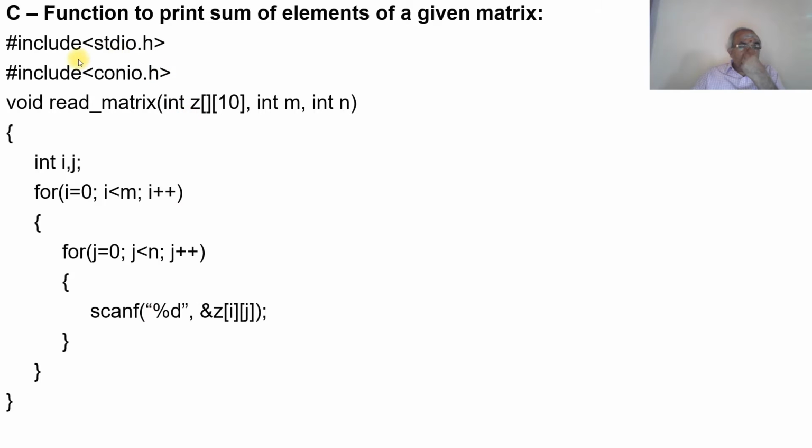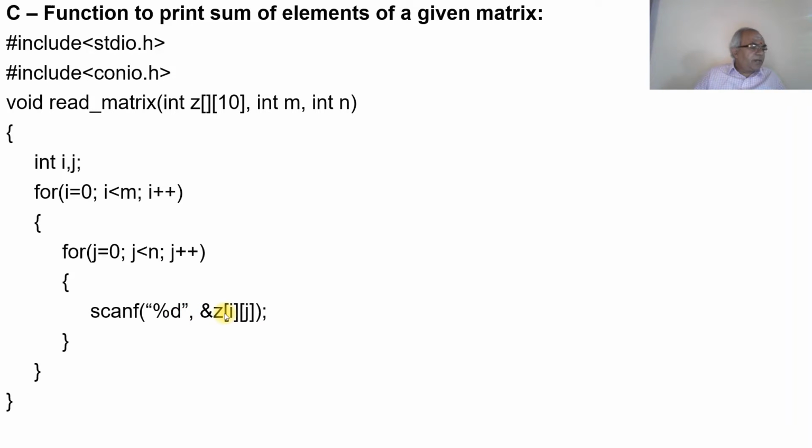To do that, first include stdio.h and conio.h. These are the two header files. Then read the matrix A: void read_matrix(int z, int m, n), then int i, j as the integer values. So i is equal to 0, i is less than m. Here m is the row and n is the column. i plus plus, open the loop for j is equal to 0, j is less than n, j plus plus, and scanf of %d and z of ij.